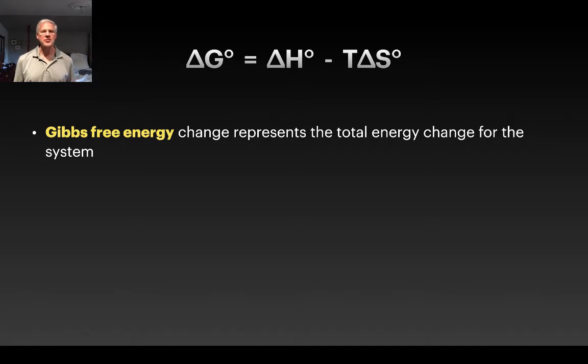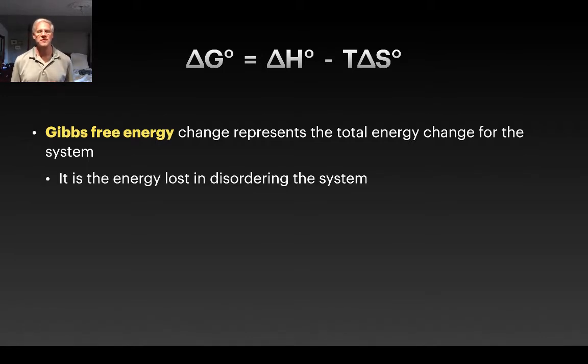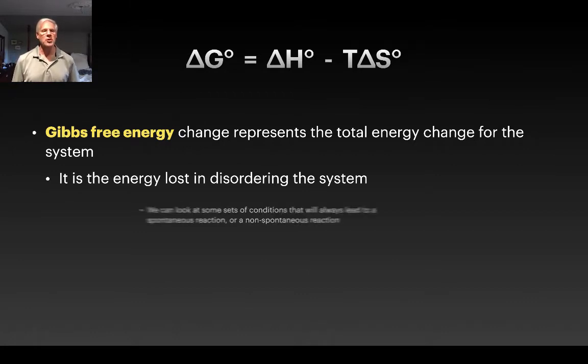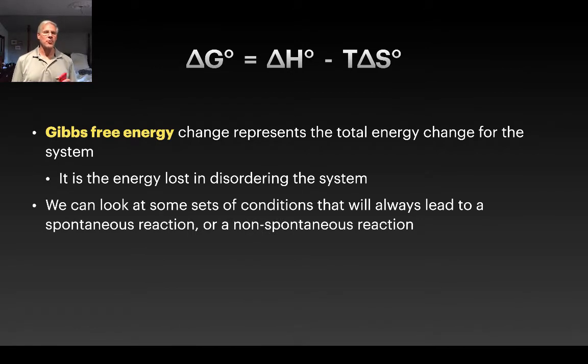So what is that Gibbs free energy, that delta G? Well, it represents the total energy change for the system. It is essentially the energy lost in disordering the system. Were you able to disorder the system? Now, if we look at our values of delta H and delta S, it turns out that there are sets of values for delta H and delta S that will always lead to a spontaneous reaction, or always lead to a non-spontaneous reaction, or be spontaneous at high temperatures and not at low temperatures, or vice versa.